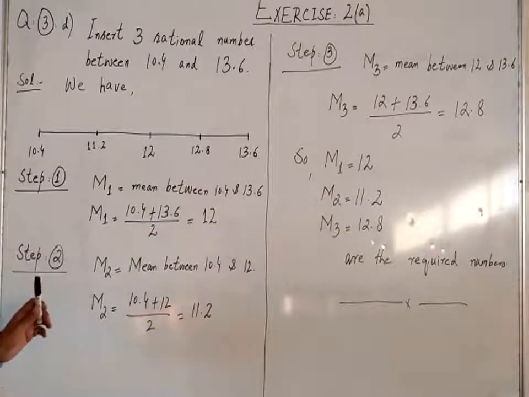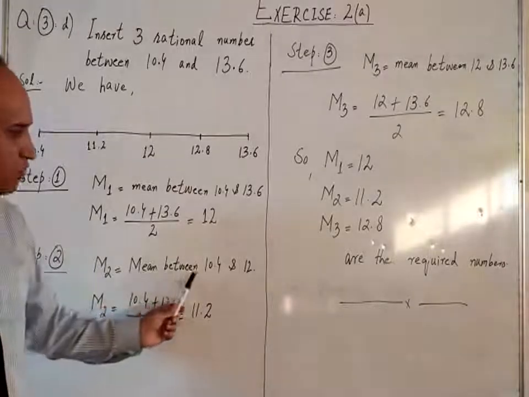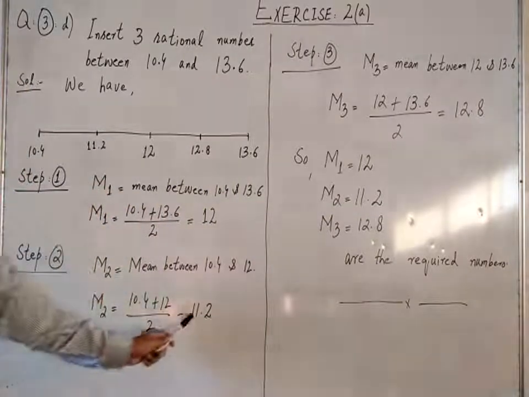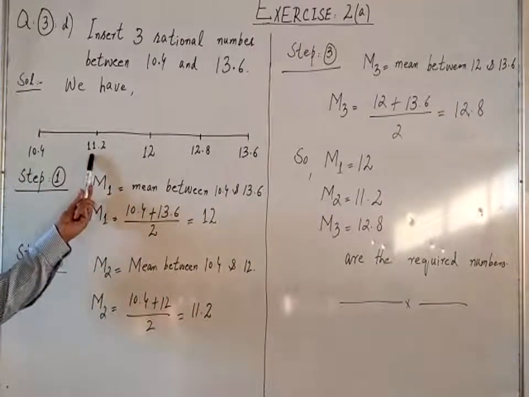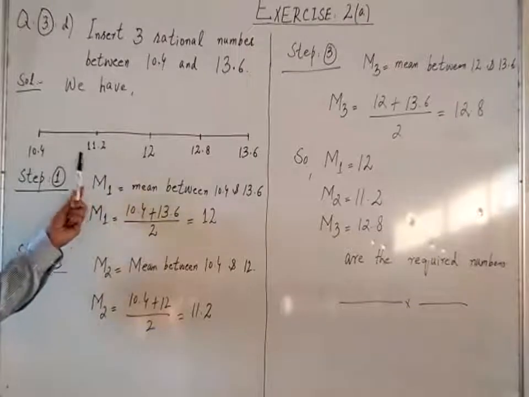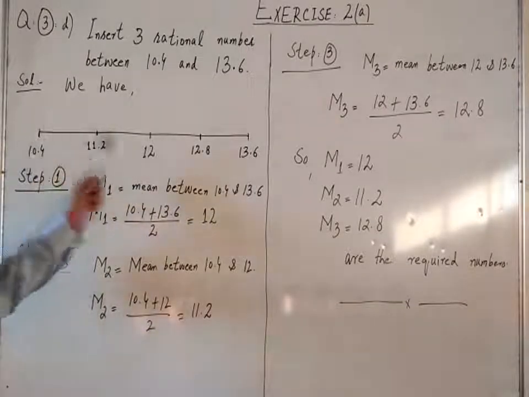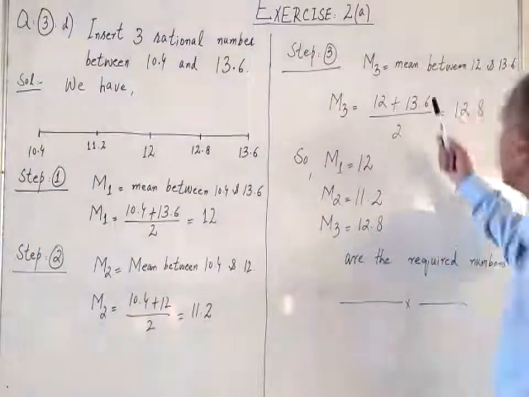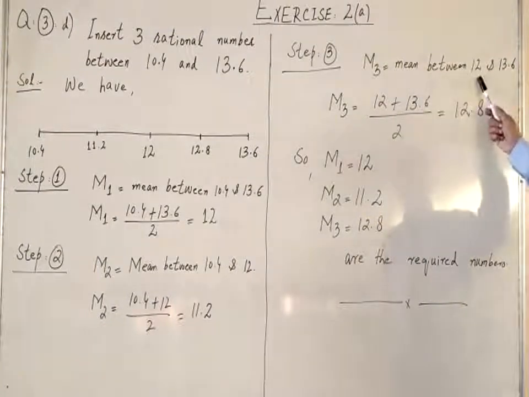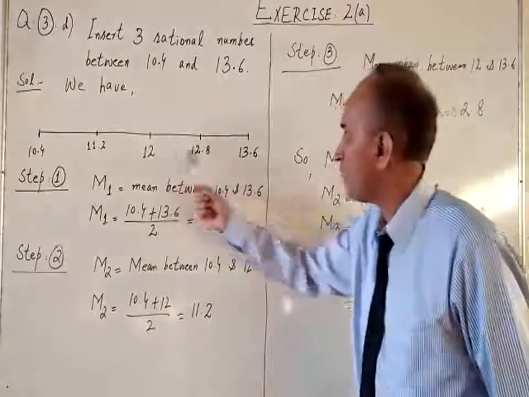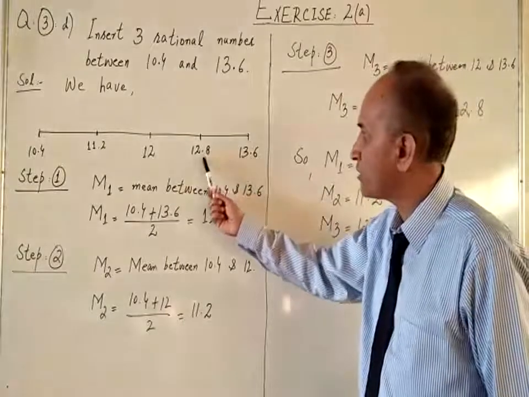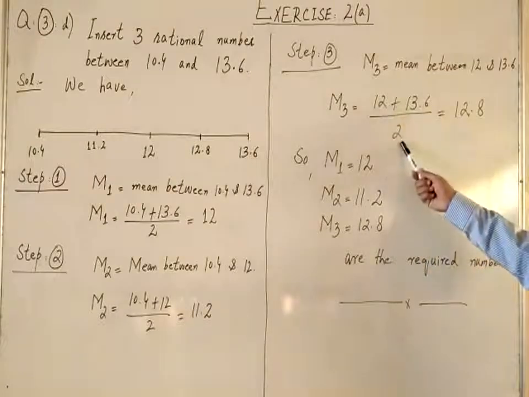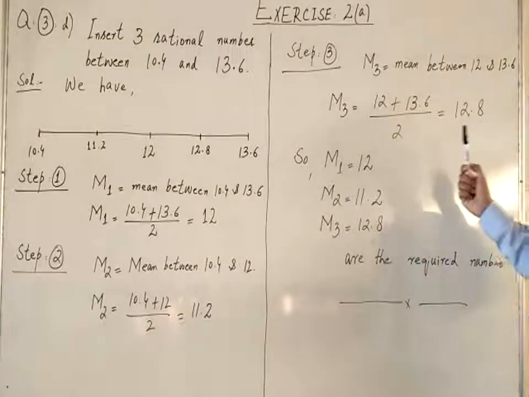Now, in step 2, we take the mean of 10.4 and 12. We get 11.2, which is here, 11.2. So 11.2 is the midpoint of these two numbers. In step 3, we find the mean between 12 and 13.6 in order to find the midpoint of these two numbers. So we get (12 plus 13.6) by 2, which is equal to 12.8.